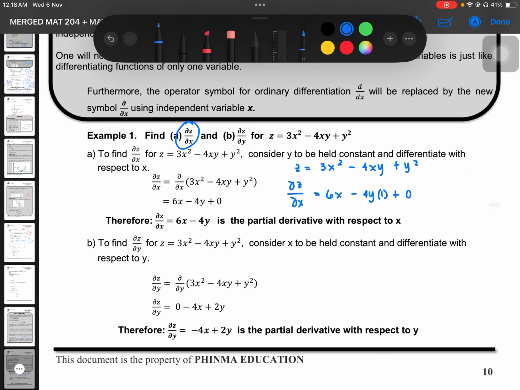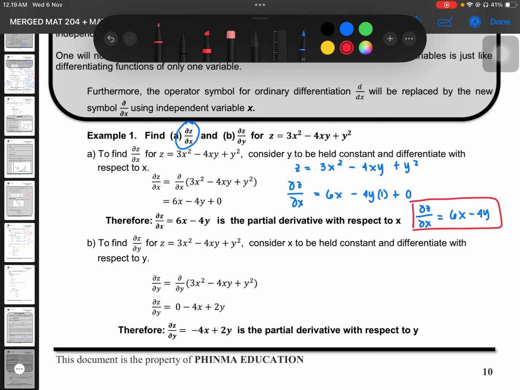Okay? So, by simplifying this, we will be getting the partial derivative of z with respect to x is equal to 6x minus 4y. And that will be the final answer for letter A. Okay? So, let's move now to letter B. Paano naman with respect to y?